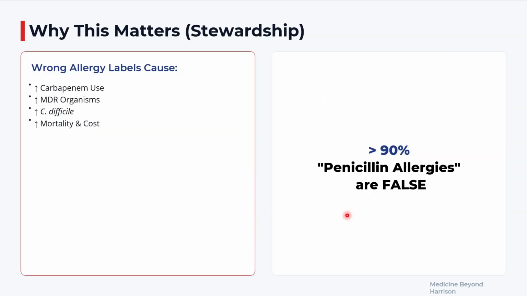So why does allergy delabeling matter? Wrong allergy labels can cause increased carbapenem use, increased MDR organisms, which can lead to increased Clostridium difficile infection and mortality, and the cost of using higher antibiotics because of wrong allergy labels. As we stated previously, more than 90% of penicillin allergies are actually false, and you must be a clinician who knows how to identify the side chains and also how to delabel the patient so they are not allergic to the penicillin group of drugs. So yeah, just a rash is not actually an allergic reaction. It is just mast cell degranulation.